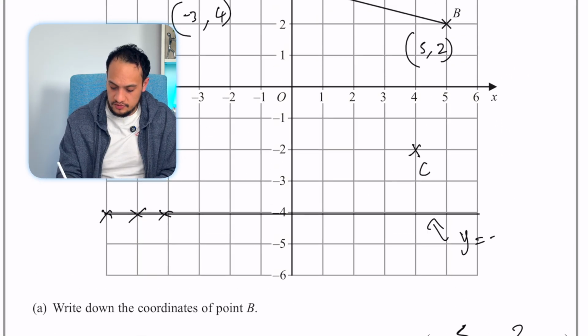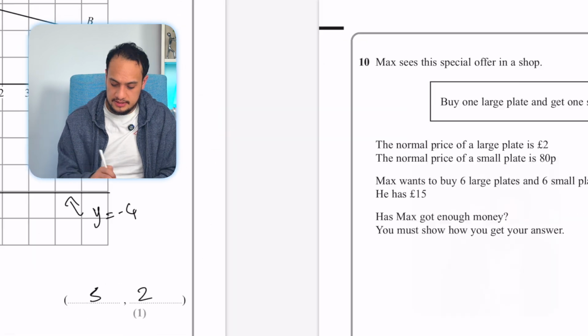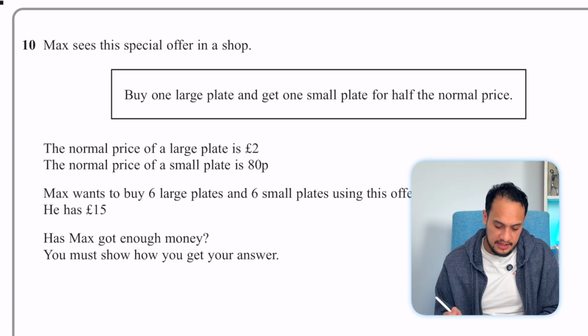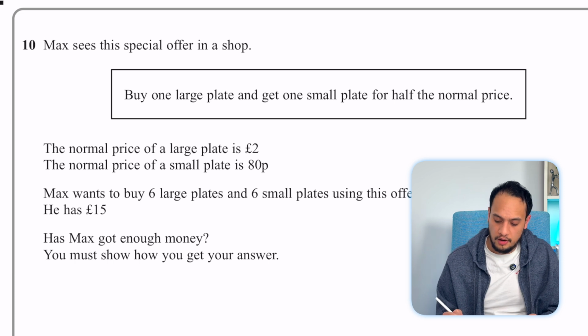y equals minus 4. Next, so Max sees this special offer in a shop. Buy one large plate and get one small plate for half the normal price. So the normal price of a large plate is £2. The normal price of a small plate is 80p. Max wants to buy 6 large plates and 6 small plates using this offer. He has £15. Has Max got enough money? You must show how to get your answer.